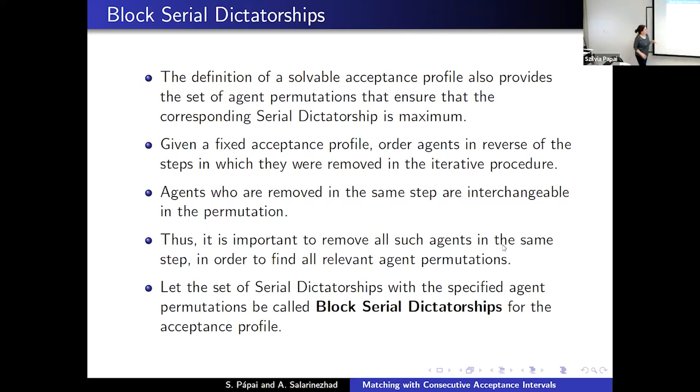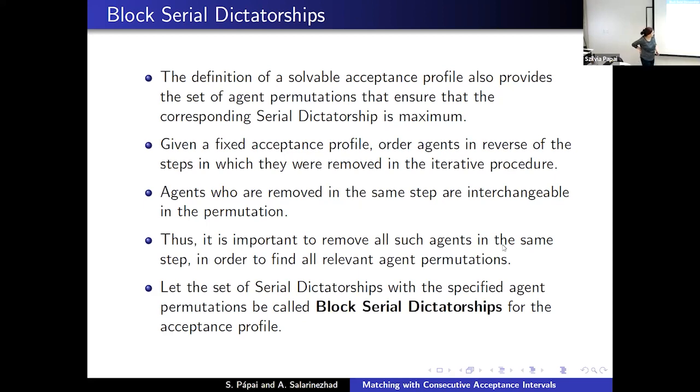So there are interchangeable agents. Those are the agents who are removed in the same step of the procedure. If we want to get all the different block serial dictatorships, all the different permutations, then we have to remove all of the flexible agents that are there in every step. By the way, you could go one by one if you just care about removing flexible agents, but if you want to figure out all the agent permutations, you have to remove all of them at the same time.